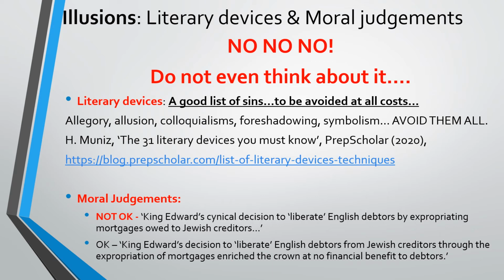I give you an alternative here. King Edward's decision to liberate English debtors from Jewish creditors through the expropriation of mortgages enriched the crown at no financial benefit to debtors. So this communicates exactly the same information, but without the moral judgment. It allows the reader to make the judgment for themselves.